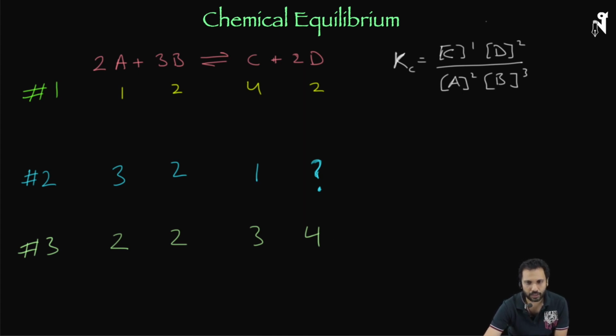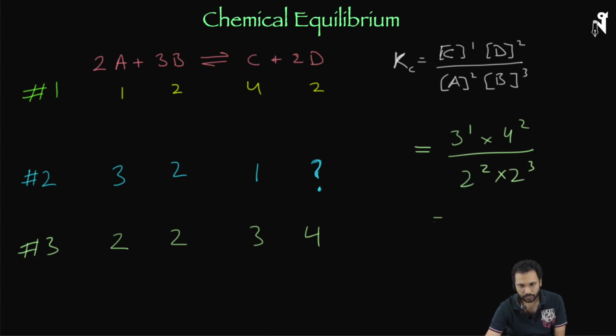Again, if we do this calculation blindly, assuming that 2, 2, 3, 4 is again an equilibrium situation, what do we get for a Kc? I'm not going to write it as Kc, I'm going to write it as something else. Assuming it was at equilibrium, if I do it, what do I get? I get 3 power 1 into 4 power 2 divided by 2 power 2 into 2 power 3. So how much is that? We have 4 square, which is 16, and that gets cancelled with the 8 and a 2. So we are left with 3 divided by 2. So our value is coming as 3 by 2, which is 1.5.